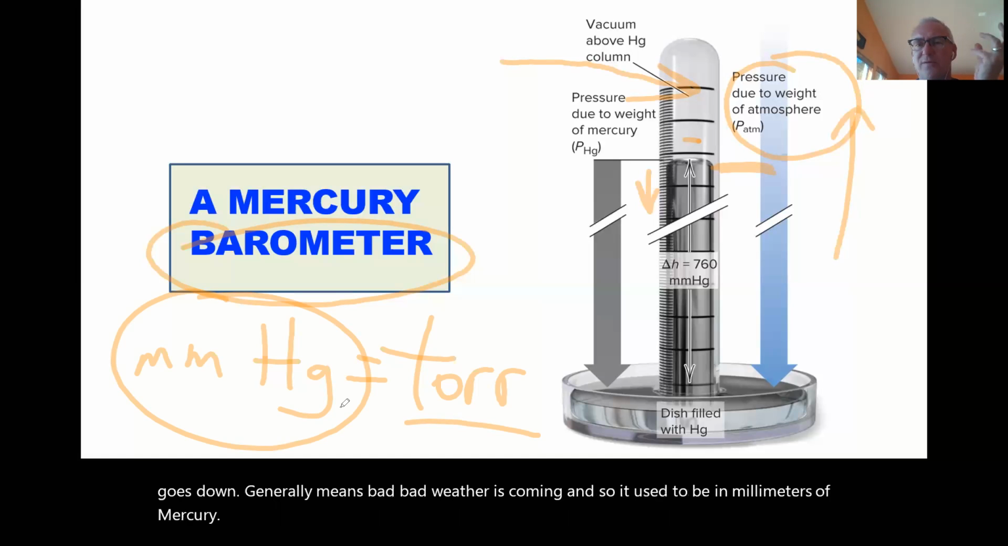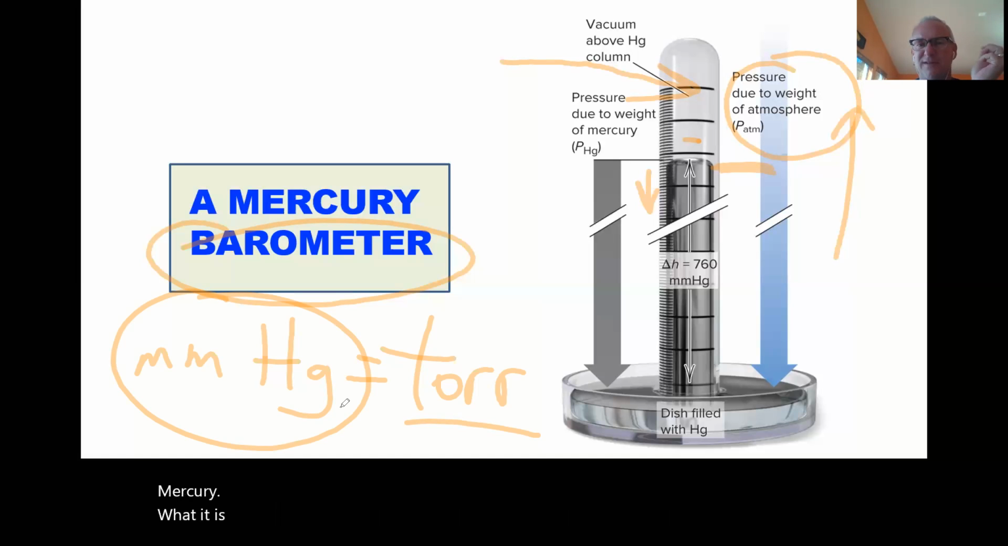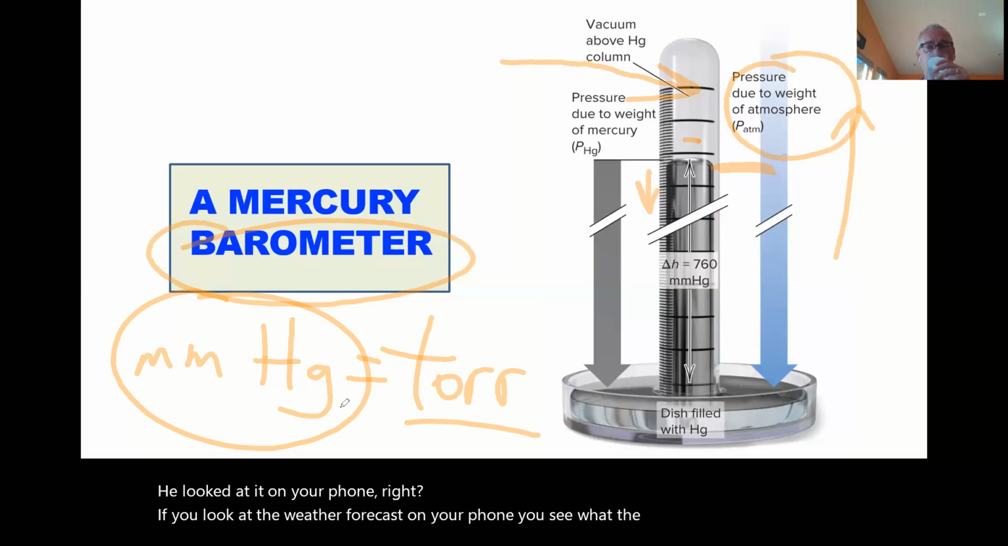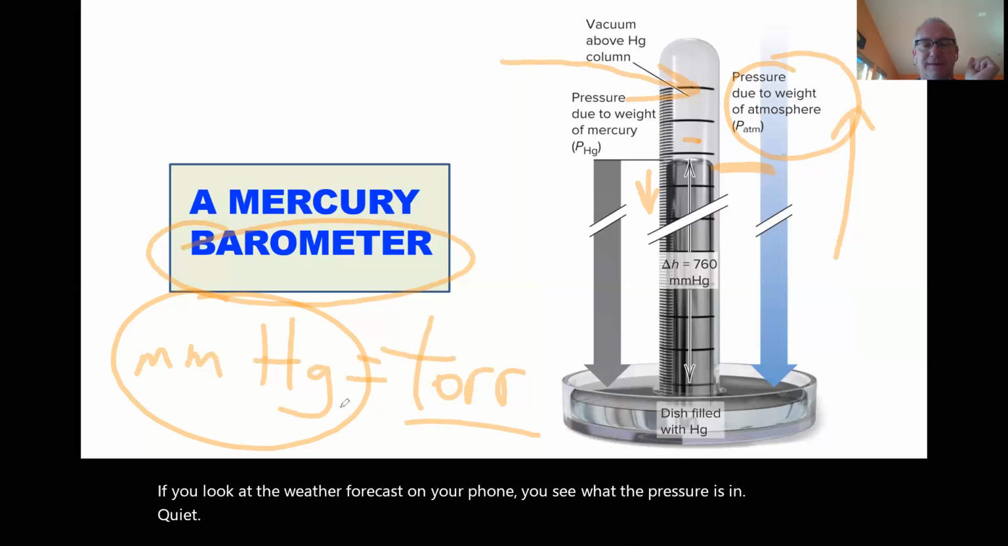Anyone know what it is now? Does anyone even listen to a weather forecast like ever? Or well, probably looked at it on your phone, right? If you look at the weather forecast on your phone, do you see what the pressure is in? Quiet. Millibars.